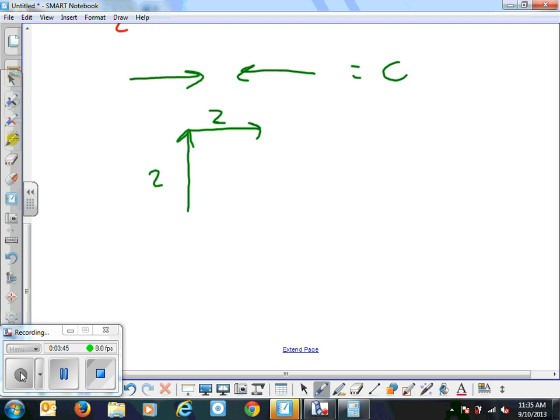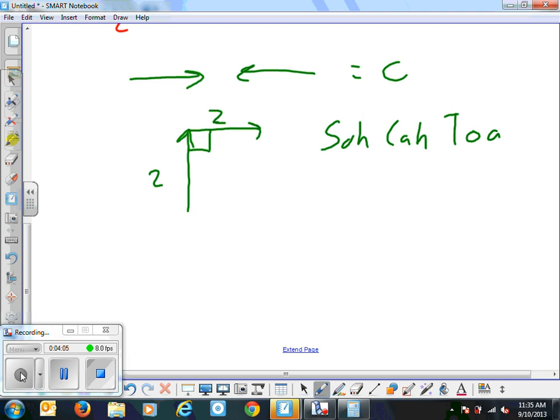So now what we're doing is we're setting up our vector addition, okay? Vector addition is easy if everything's in a straight line. It's just plus and minus. If it's not in a straight line, then what you need to do is right angle trigonometry. Okay, so SOH CAH TOA.